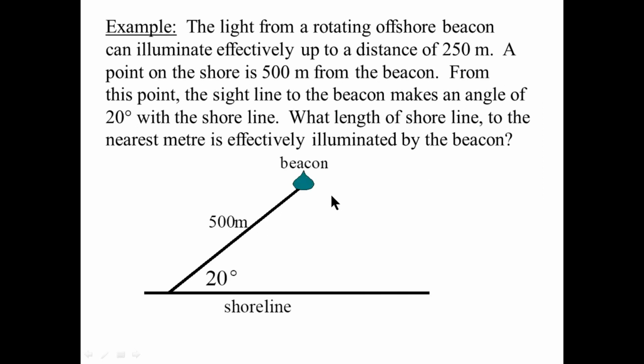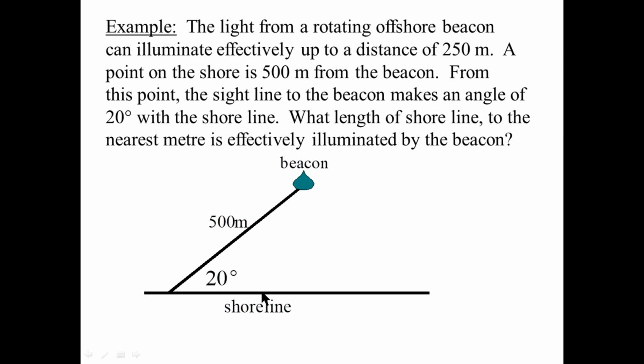Draw a diagram. There's the beacon, there's the shoreline, here's the point, and the sight line to the beacon makes a 20-degree angle with the shoreline, and it's 500 meters away. Now, this beacon can only effectively illuminate up to 250 meters, so this point on the shoreline is never illuminated by the beacon because it's 500 meters away.